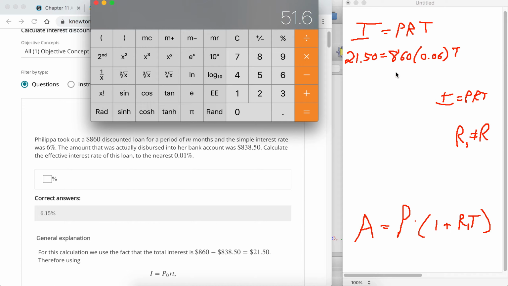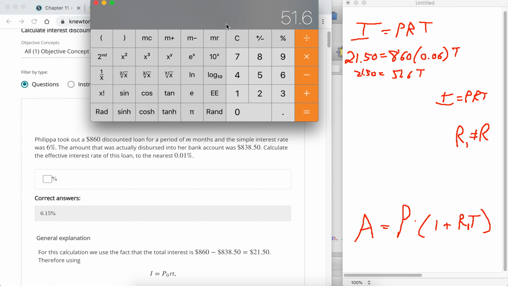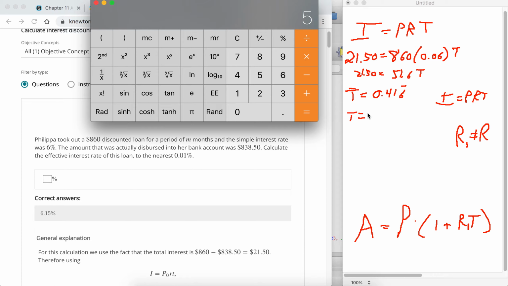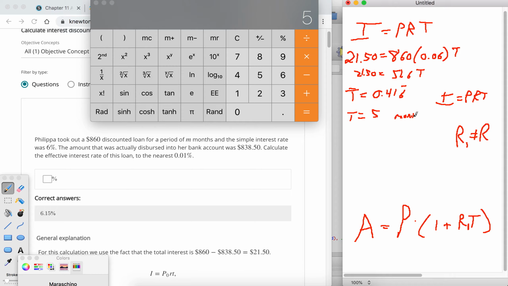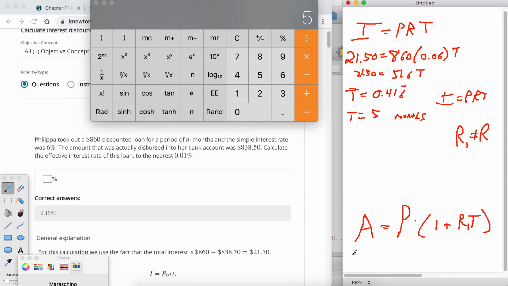So 51.6 T. Divide both sides by 51.6. So T equals 0.416 repeating years, or if you multiply that by 12, 5 months. Okay, so now I think we got enough information. The amount that we end with, the amount that the loan was supposed to start with, $860, and then the amount that we actually got was $838.50.